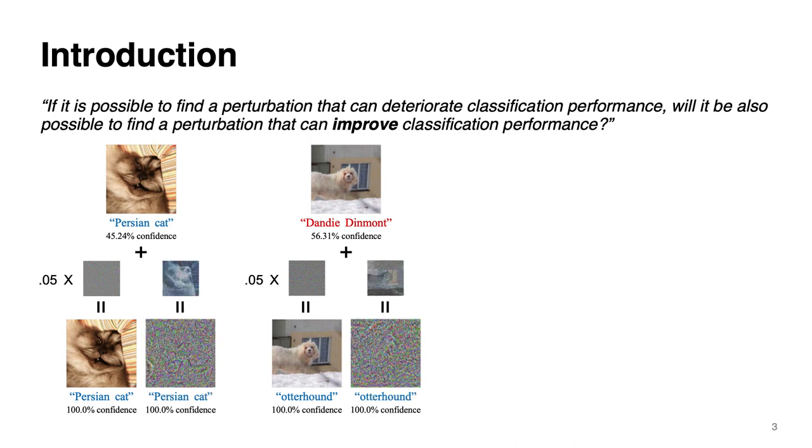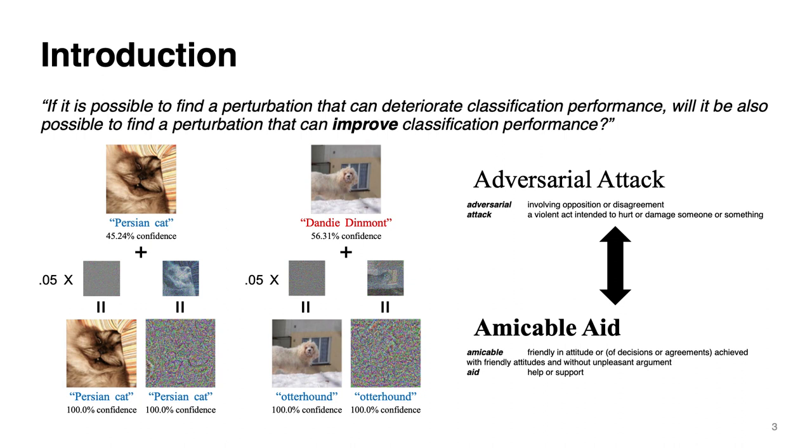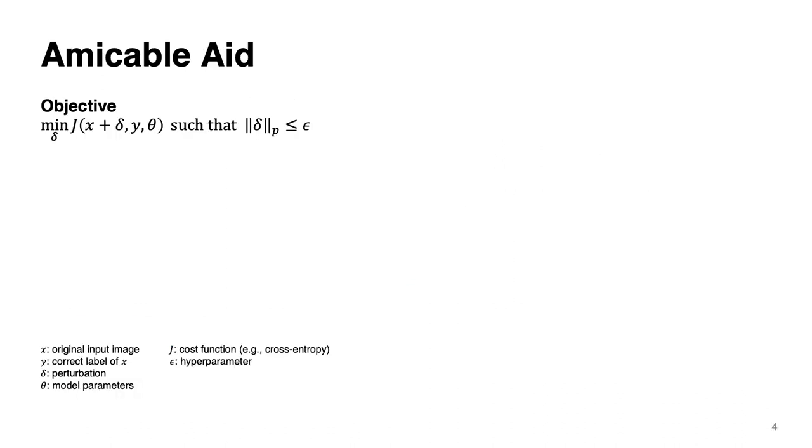What's more interesting is that such improvements can also be achieved by adding a significant amount of perturbation, which completely destroys the original content. We call this phenomenon amicable aid, as an opposite concept to adversarial attack. The objective of performing the amicable aid can be formulated as the following optimization problem. This problem can be solved by adopting the formulations of gradient-based adversarial attack methods. For instance, using the idea of FGSM leads to the following solution.